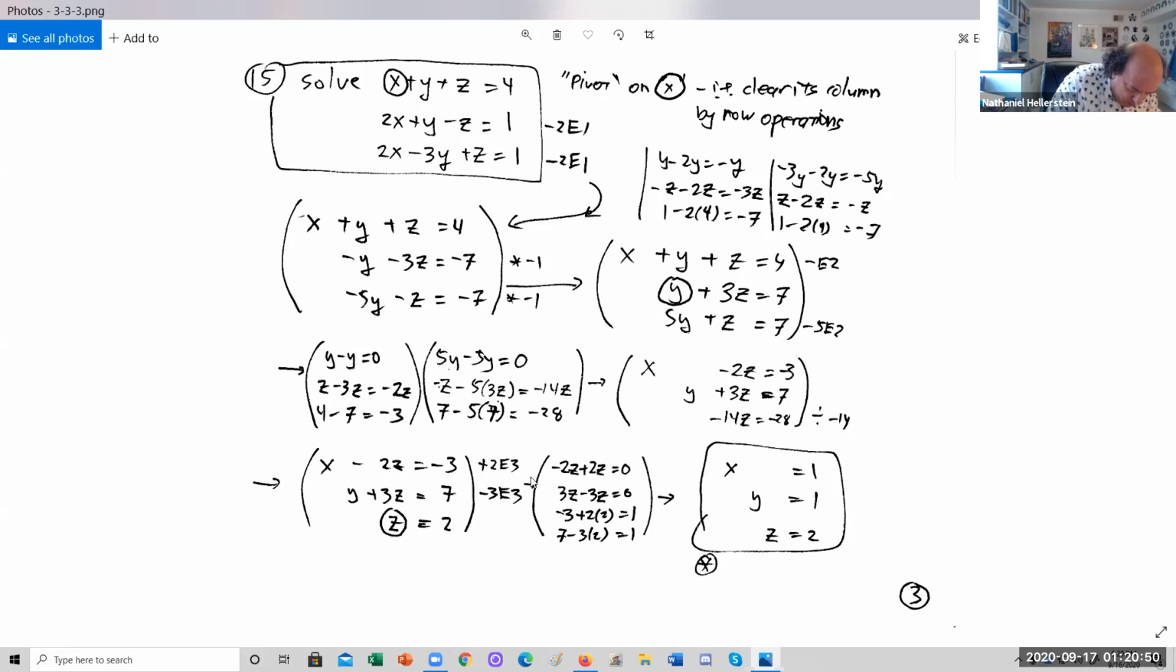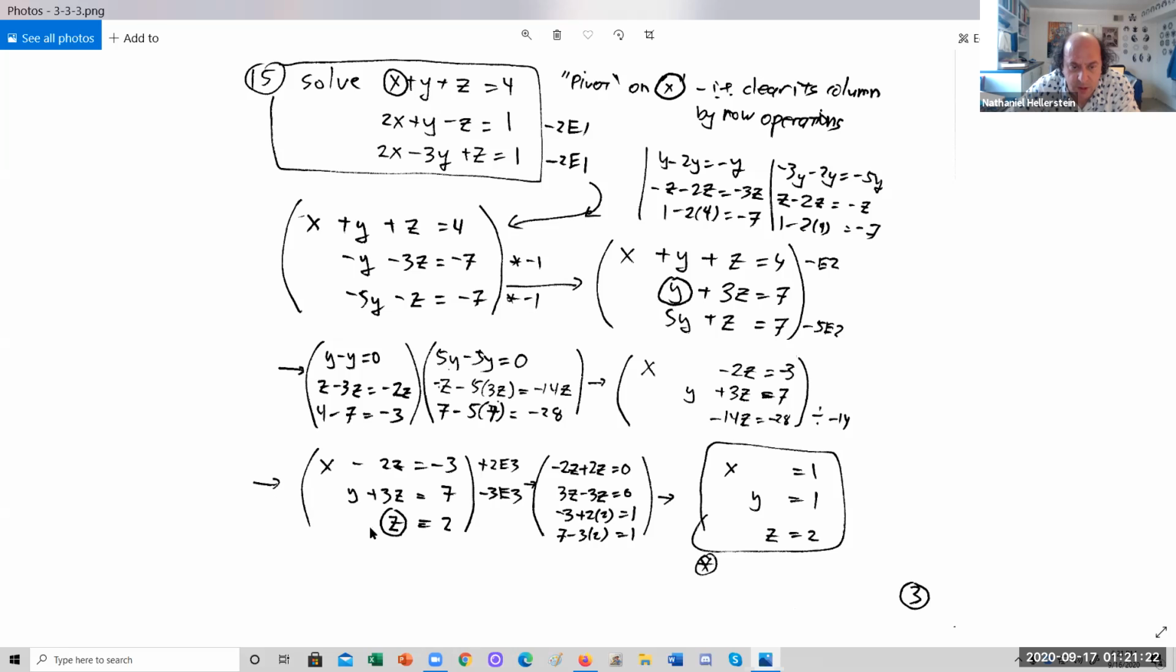All right. And where was I? Sorry. I'm saying negative 14z. Okay, here. That's what happened. And then 7 minus 5 times 7 is a negative 28. So negative 28 goes here. Now the last equation is turned into negative 14z equals negative 28. So we'll divide both sides by negative 14 and get z equals 2.